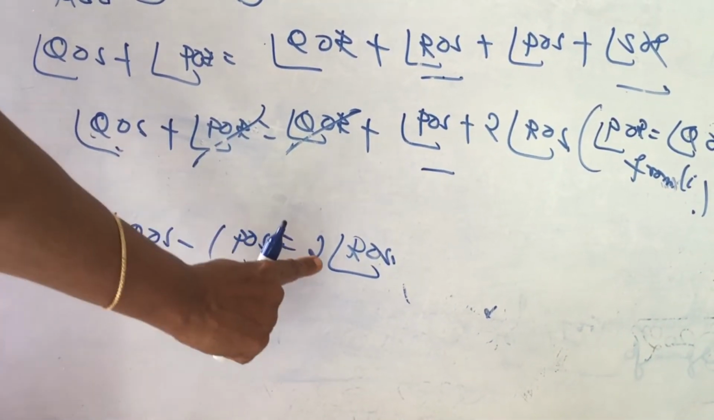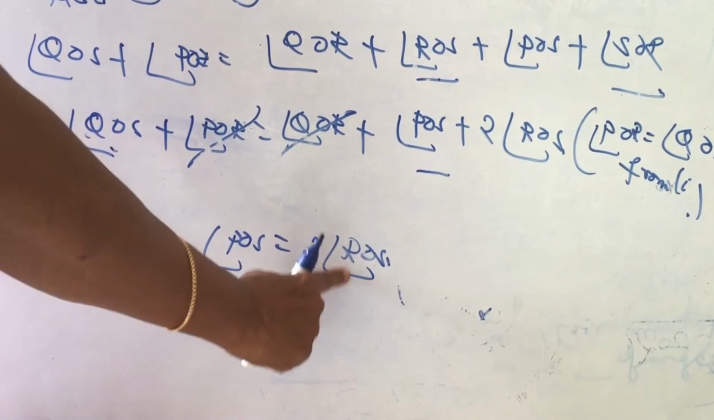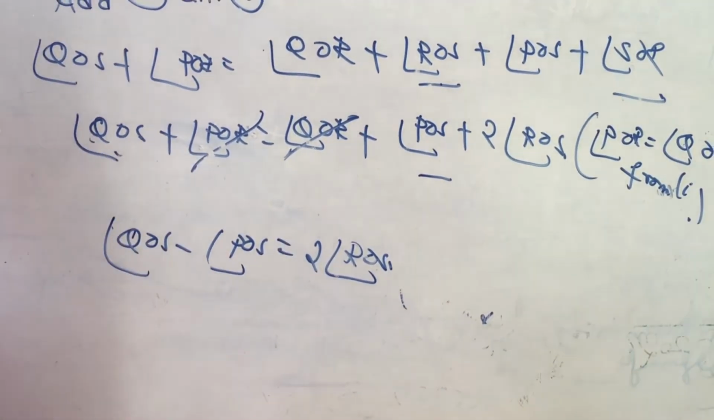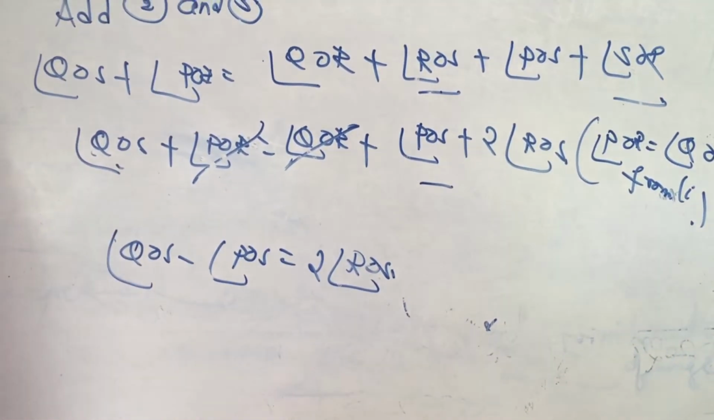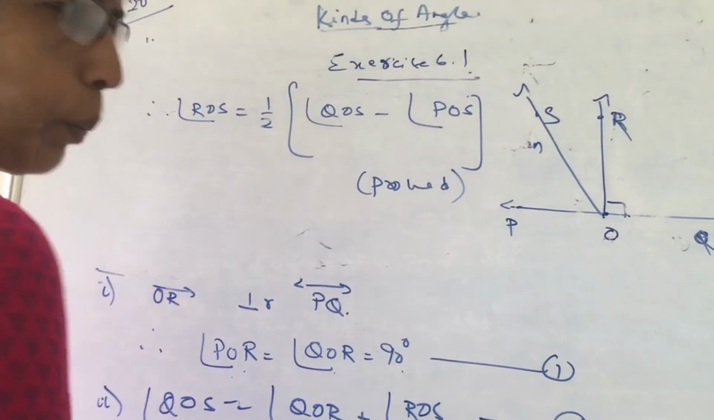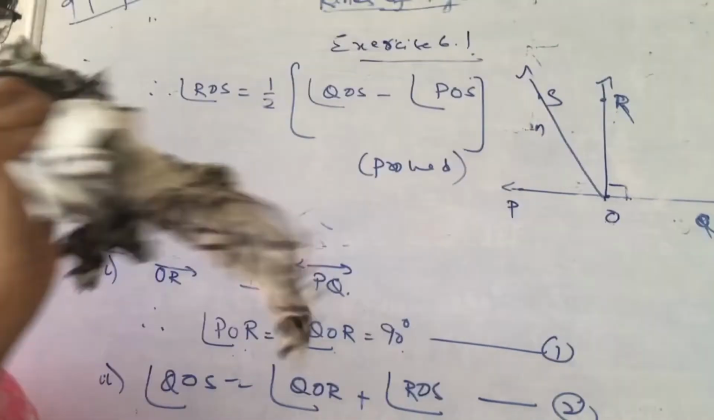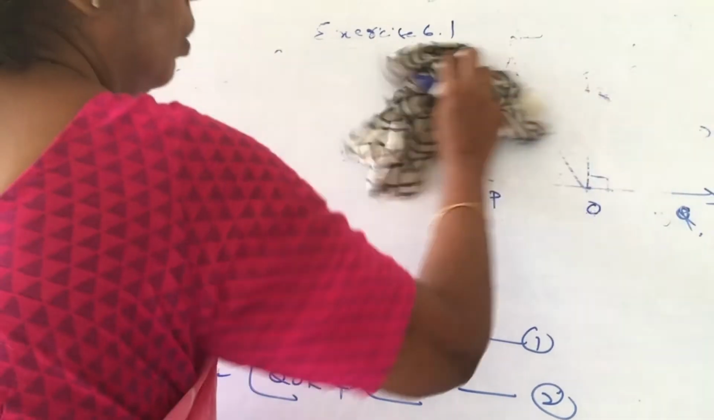It is plus. When it comes to left, what will happen? Minus. Now, what is the number before angle ROS? 2. If you take it to left side, what does it become? Half. This is what you have to prove. Hope you have followed. Ask the question. Excellent.